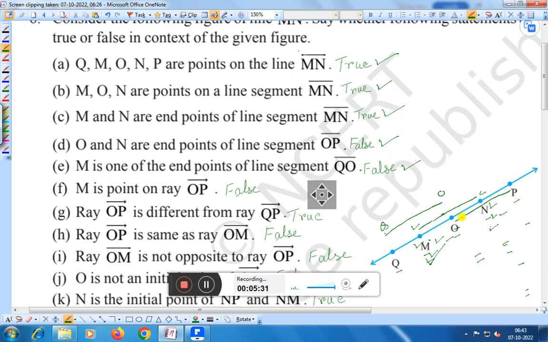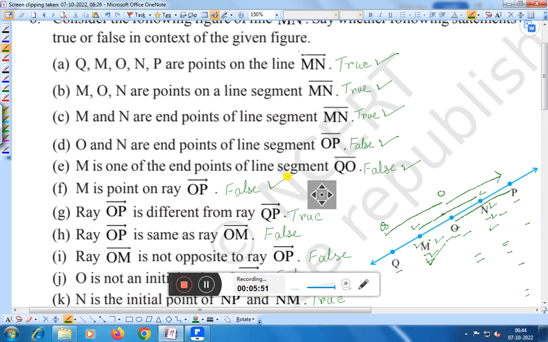Ray OP starts from here. You see this one, ray OP starts from here and it goes on up to here, right? And the question is: M is a point on ray OP. No, this is false, okay? Only N is a point on OP, right? Therefore, M is a point on ray OP is false.